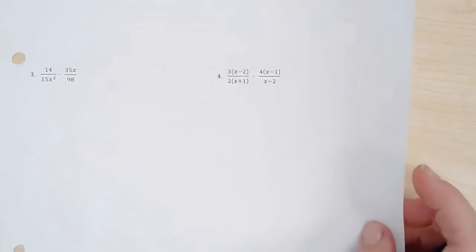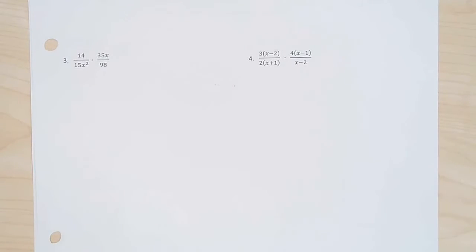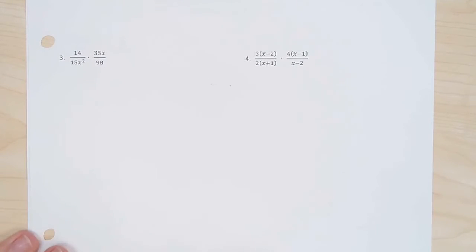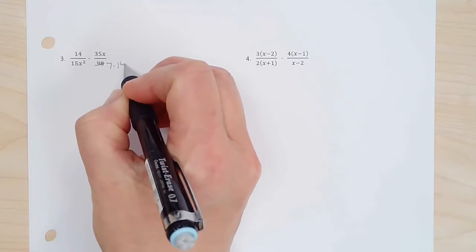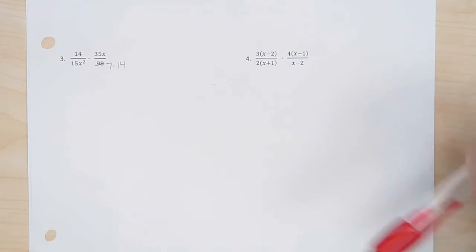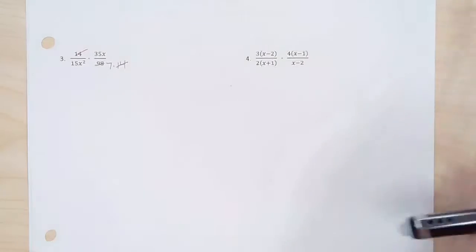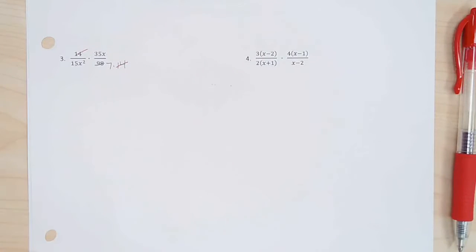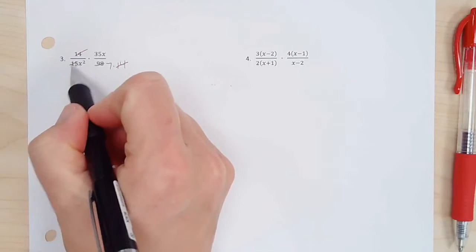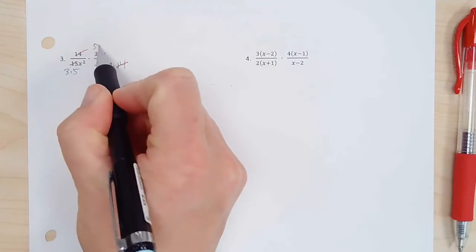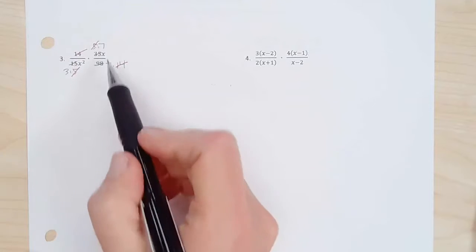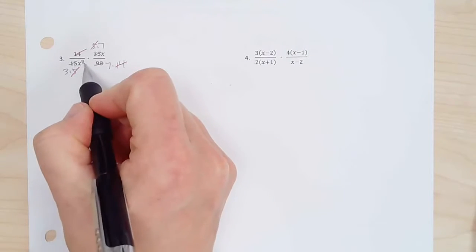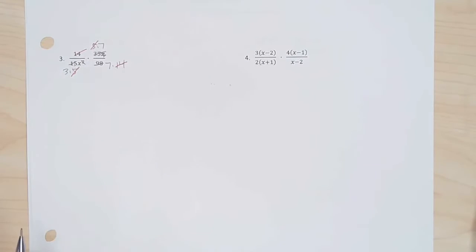All right, number 3, we are going to look at factoring here. 98, let's see, that is actually 7 times 14. So the 14s simplify, that's nice. 15 and 35 both divide by 5, so that's 3 times 5. This is 5 times 7, and the 5s cancel. And then you have an x here and an x squared here, so the x squared is gone and x is gone from here. So let's see where we're at now.